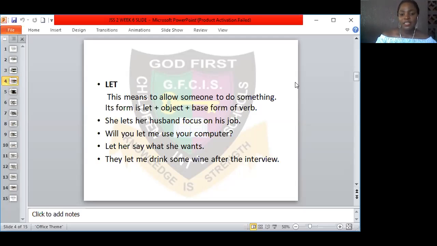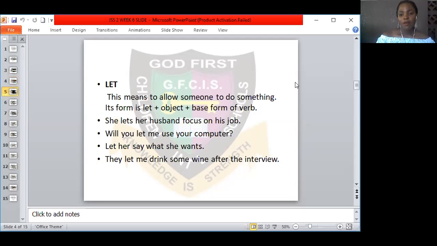Another example on the let, we have let her say what she wants. So this sentence also follows the same formative pattern of the let causative verb. They let me drink some wine after the interview.